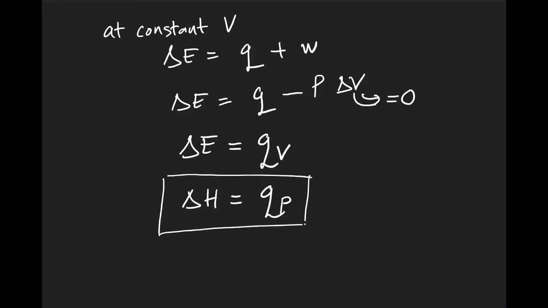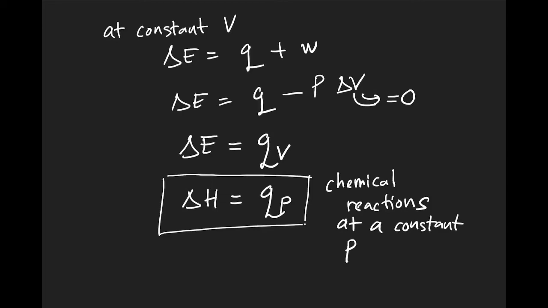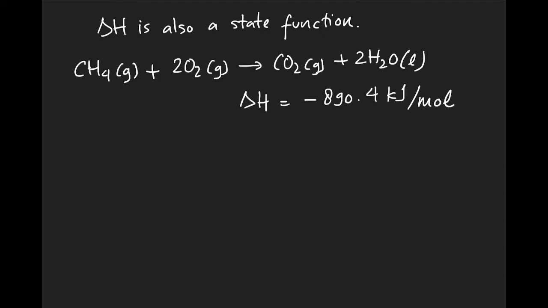And this one is very common in chemical reactions because we usually conduct reactions at constant pressure, which is normally the atmospheric pressure, which is 1 atm. Just like delta E, delta H is also a state function. More often than not, we will see the unit of delta H being kilojoule per mole.